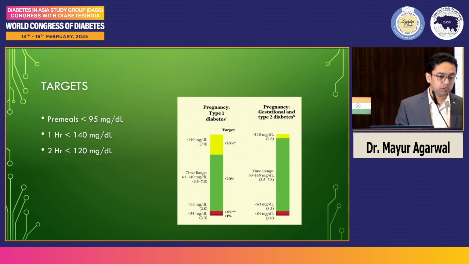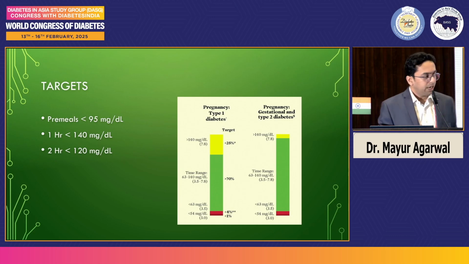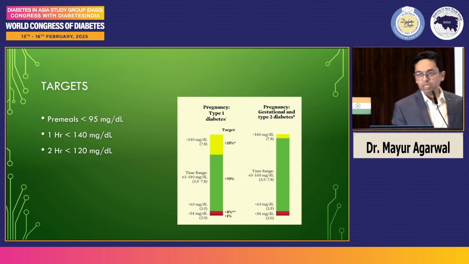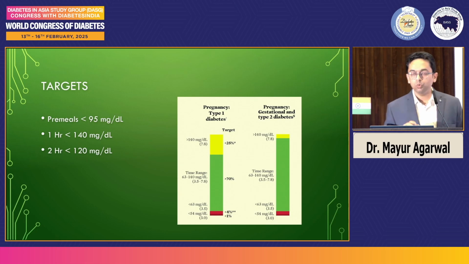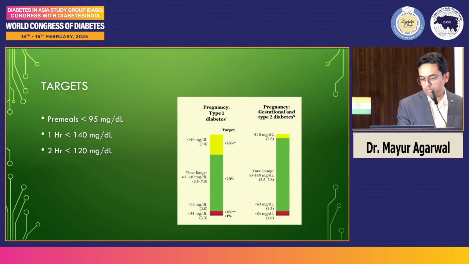Now let's talk about targets. So in pregnancy, the targets are totally different. Pre-meals, whether you talk about fasting, pre-lunch, pre-dinner, it is less than 95, 1 hour is less than 140 and 2 hours is less than 120. You can take the picture of this also because this is an important slide.